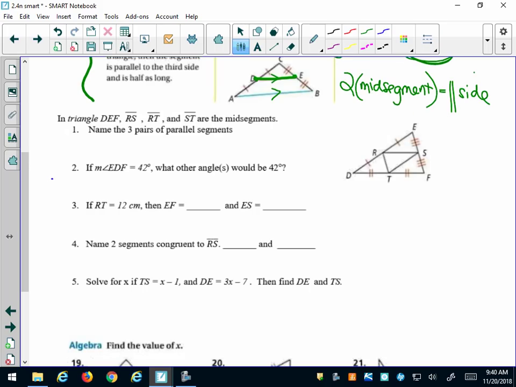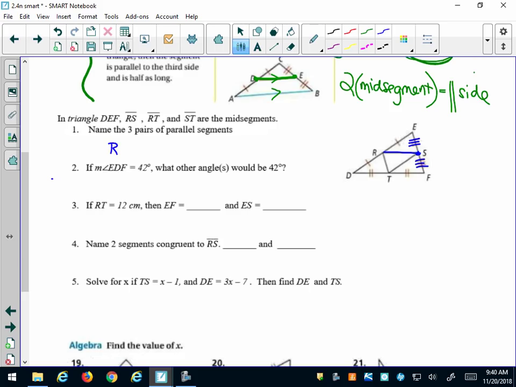Name 3 pairs of parallel segments. So what we want to do in this triangle, they've actually drawn all 3 midsegments. You can see that this is the midpoint because this is marked with 3 and this is marked with 3, so it's showing that it's exactly in the middle, right? And the same thing on the other sides. So they've actually drawn all 3 midsegments of this triangle at the same time. So 3 pairs of parallel segments.